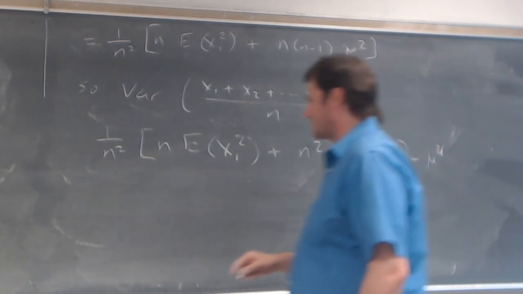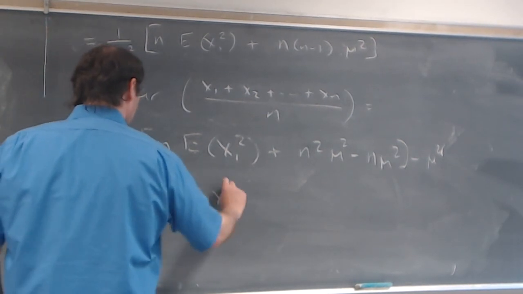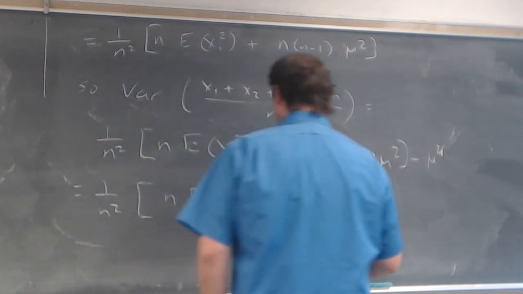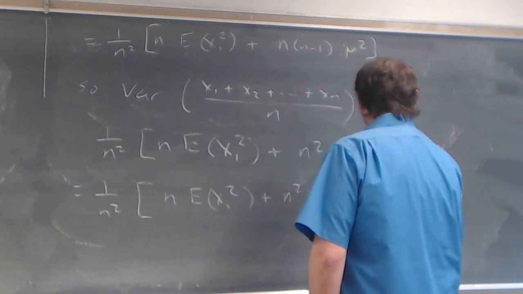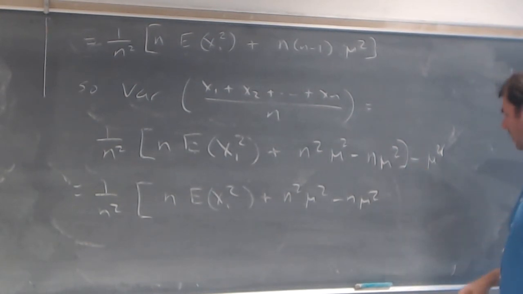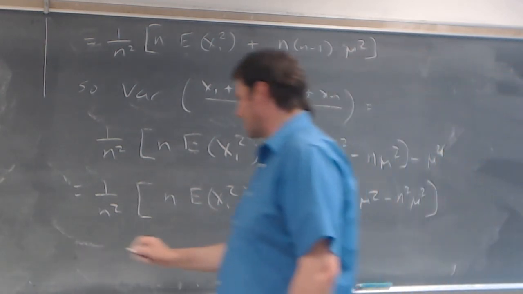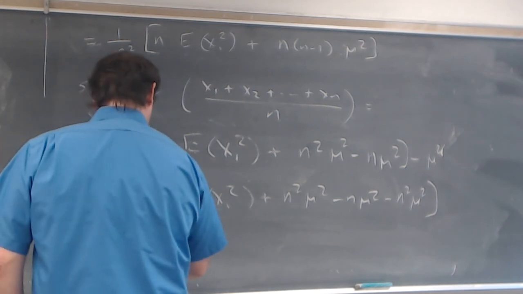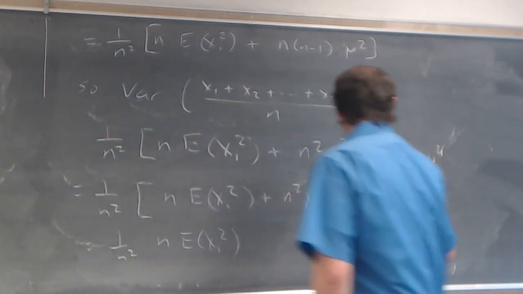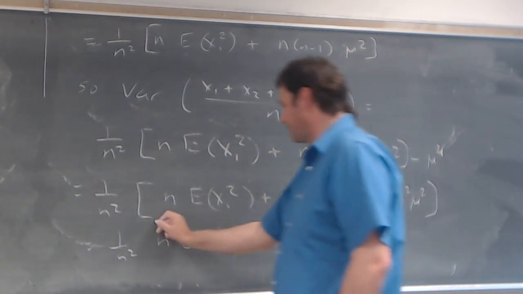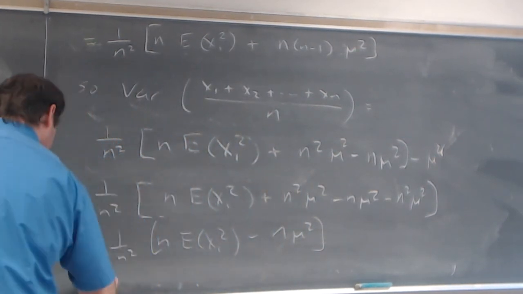Okay, getting the common denominator here, we need this n squared. So I'm going to say this is equal to 1 over n squared. Here I have n times the expected value of x of 1 squared plus n squared mu squared minus n mu squared. And then to pull it inside this bracket expression, it's going to be minus n squared mu squared. And then inside this bracket expression, we can cancel some things. We have n times the expected value of x of 1 squared. The n squared mu squared cancels out with this n squared mu squared. And so we're just left with n mu squared, which we can take out.